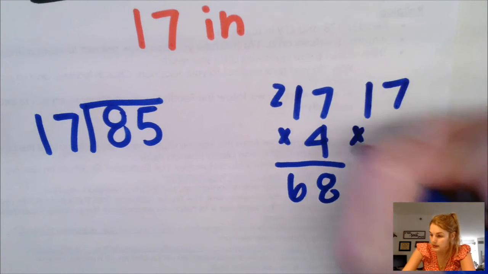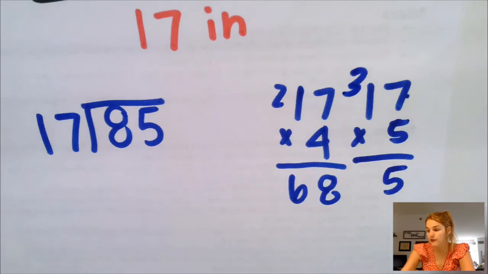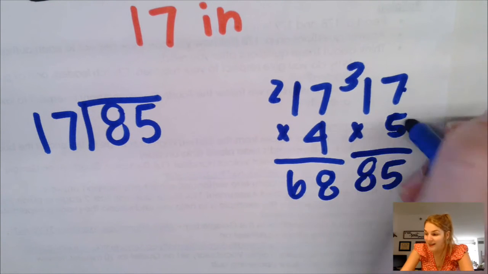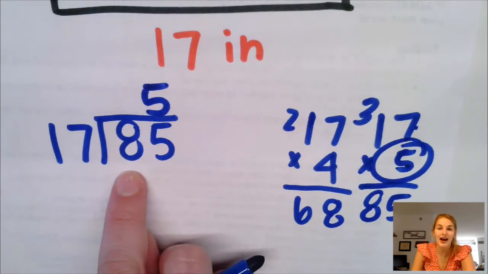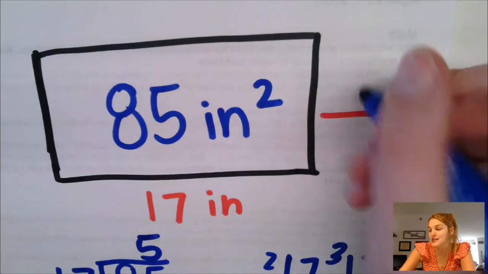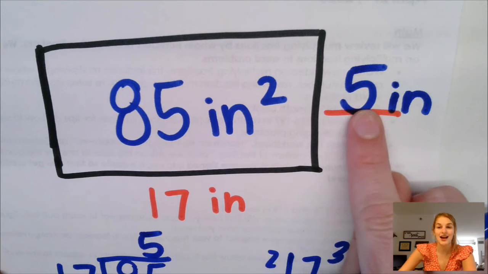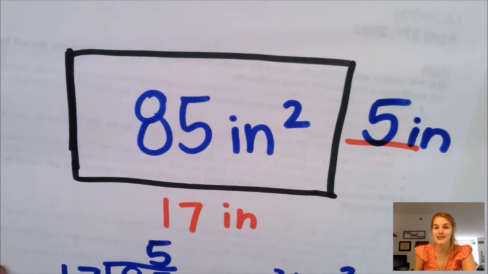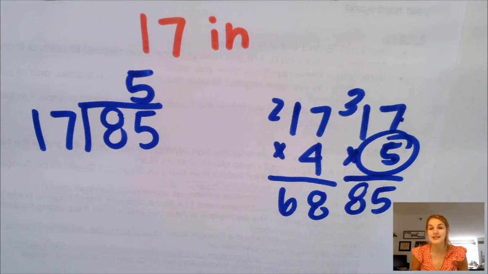What about 17 times 5? Well, 7 times 5 is 35. 5 times 1 is 5, plus 3 more is 8. We got it. That means that 17 times 5 is 85. So let's see if that works. I'm going to put 5 inches here. We said 17 times 5 is 85, or 85 divided by 17 is 5. And all I did was I just practiced, and I had to try a few different things. I had to see what times 17 made 85.